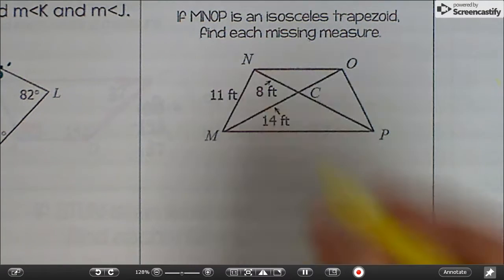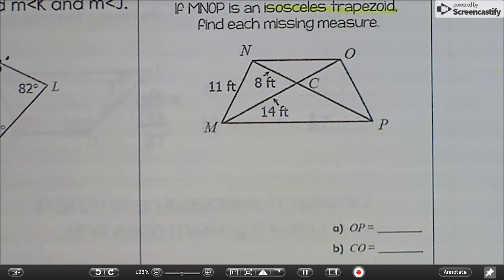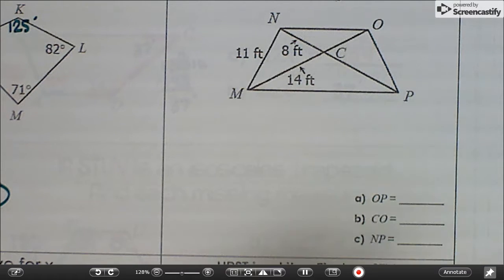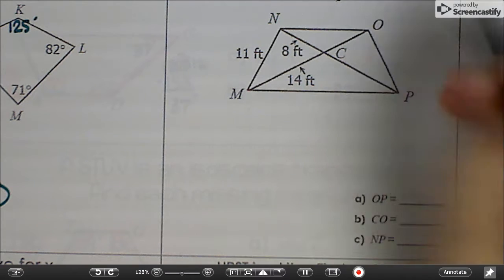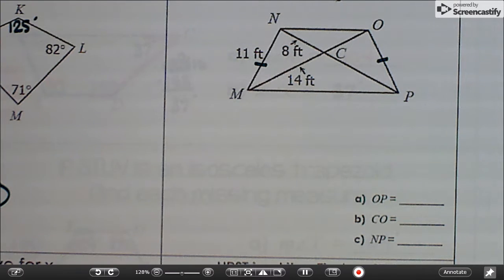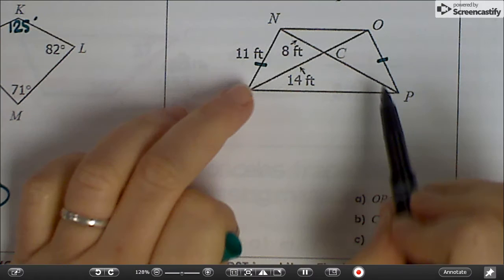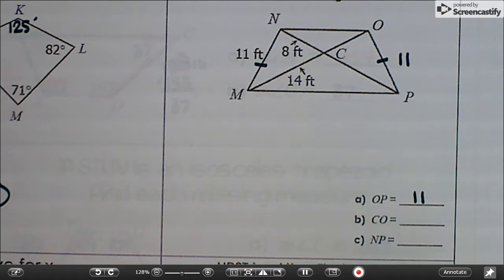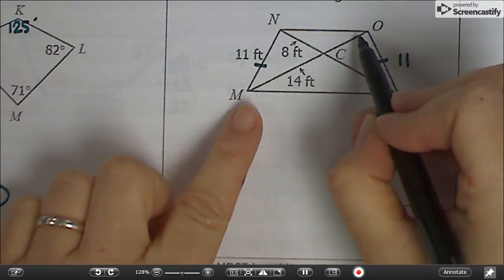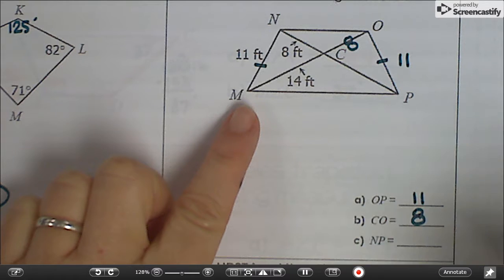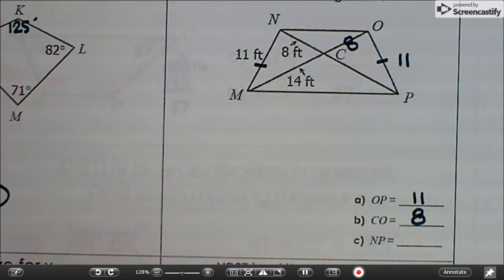If this is an isosceles trapezoid, we want to find all the missing measures listed down here. Move it so you can see it. Okay, so OP. By isosceles, it means that that opposite pair of sides are congruent. So these have to be congruent, which means that OP has to be 11. And then CO is congruent, like I said on the other page, to this one right there. So that's 8. And NP is this whole segment here.